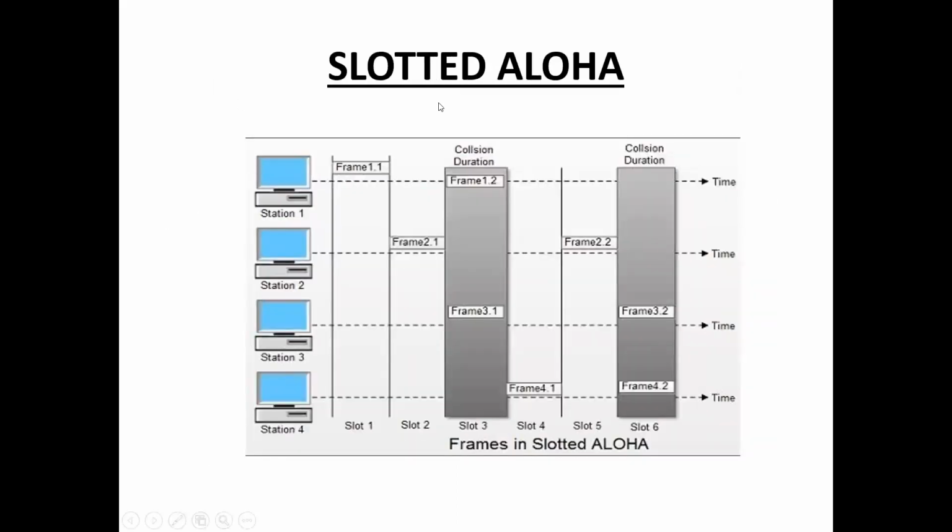See here, slotted Aloha, that is the second one, slotted time. In slotted time, the time is divided into discrete slots: slot 1, slot 2, slot 3, slot 4, slot 5, and slot 6. Slot 1 contains a single frame 1.1, so the transmission is successful. Slot 3 contains two frames, 1.2 and 3.1, so a collision is said to occur.